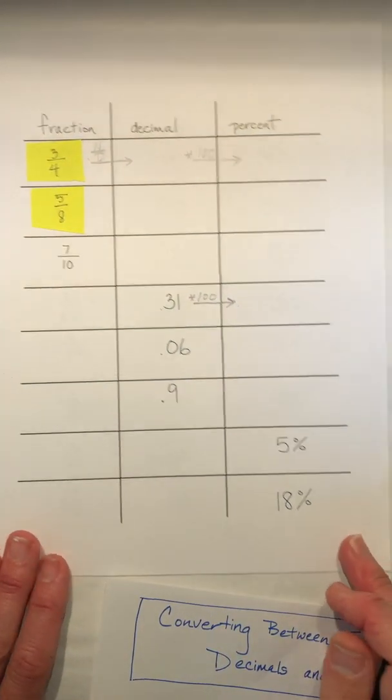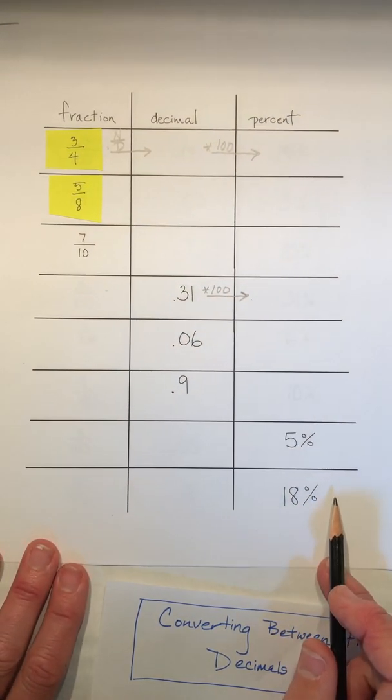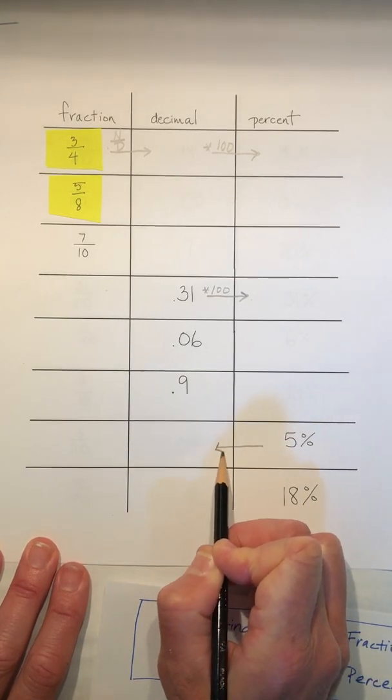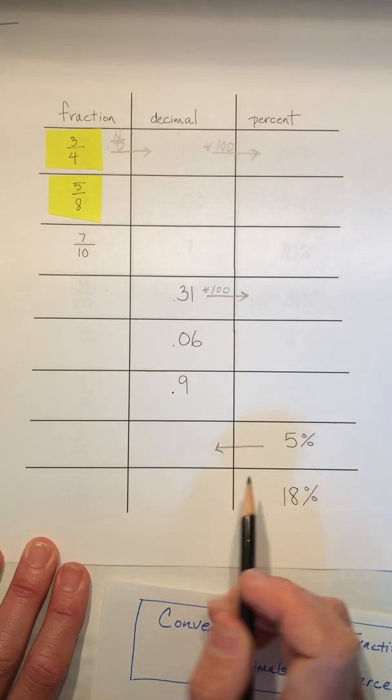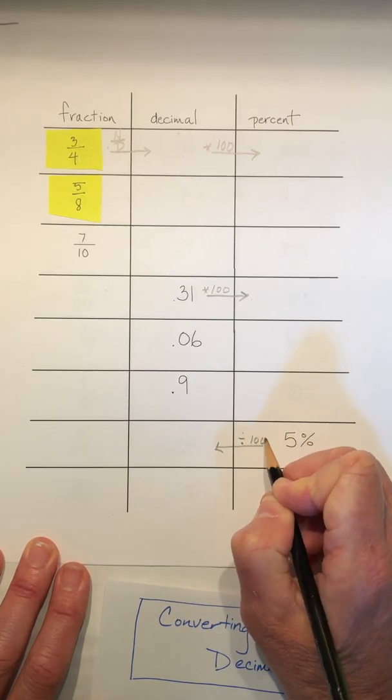How about over here? I've got some percents. I've got 5% and 18%. How do I change a percent back to a decimal? Do you remember? I divide by 100.